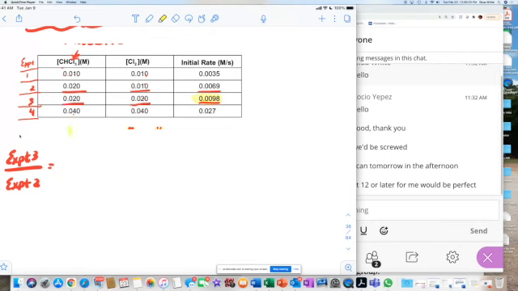Remember, I'm following the order rate equal K CHCl3 raised to the power m, Cl2 raised to the power n. I'm messing up the formula. I'm following that order, right? So my rate has to be this number. I'm starting here. I'm using the bottom number.